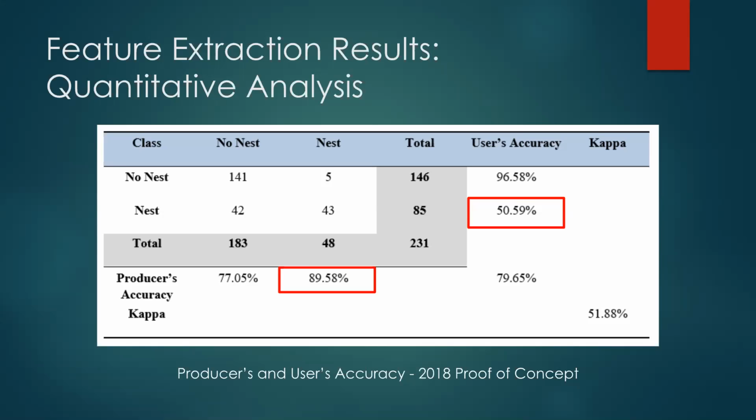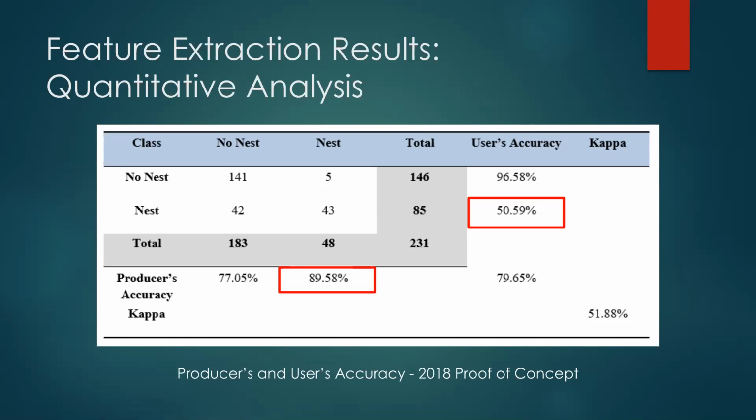Of particular interest on these tables is the producer's accuracy, which is a measure of false negatives, and the user's accuracy, which is a measure of false positives, both of which are shown here in red. So starting with phase 1, this is our initial rule set. You can see that it functioned fairly well on the 2018 subset, although half of the objects extracted were not actually nests. Now at this point, our rule set did not incorporate those sublevel objects.